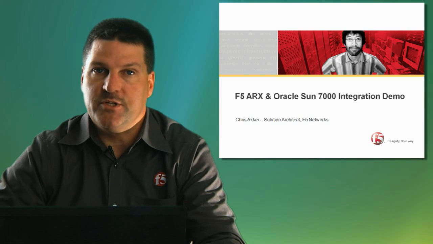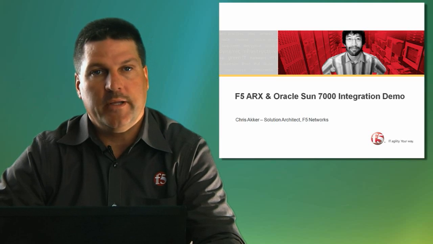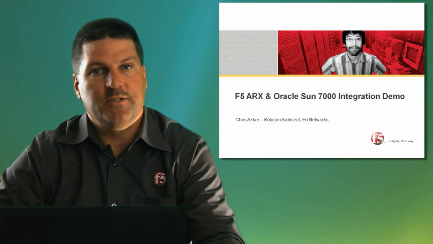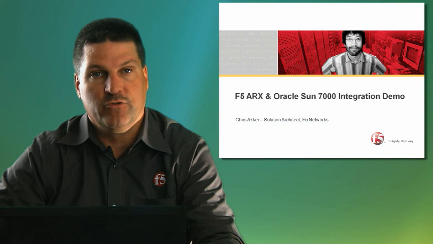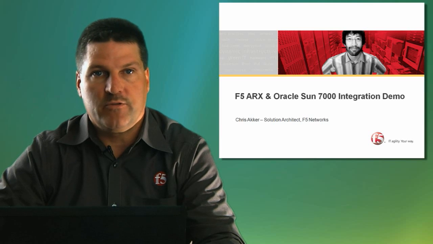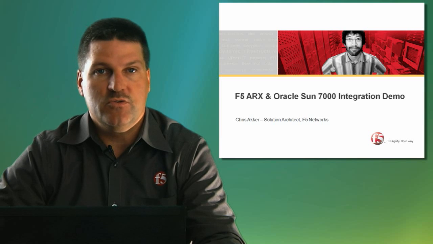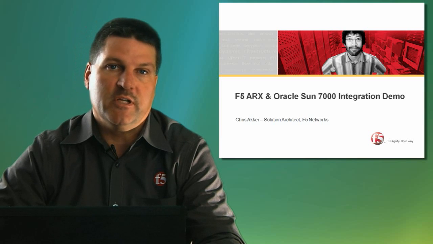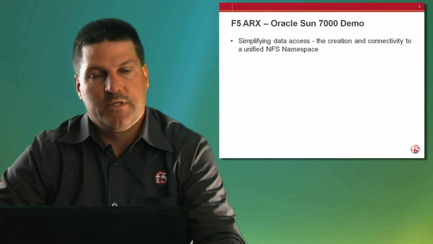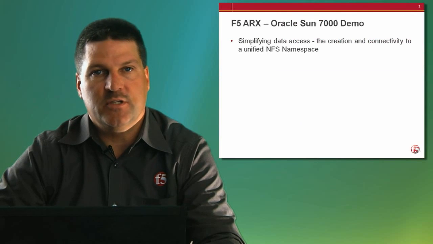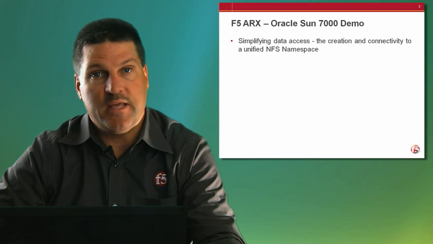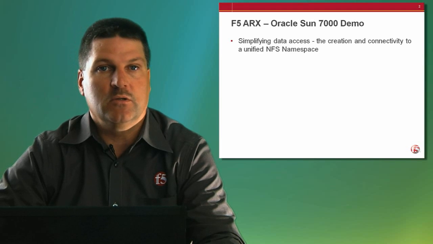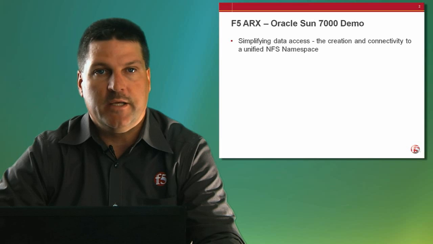This is a recorded demonstration of a client using the Oracle Enterprise Linux desktop connected to existing legacy NFS filers, two brand new Sun 7000 filers, and a new F5 ARX system. This demo will walk through five separate scenarios using the ARX and 7000 integrated system. First, simplifying data access with the creation and connectivity to a unified NFS namespace. We are going to use the ARX to export a single global mount point to the Linux client.